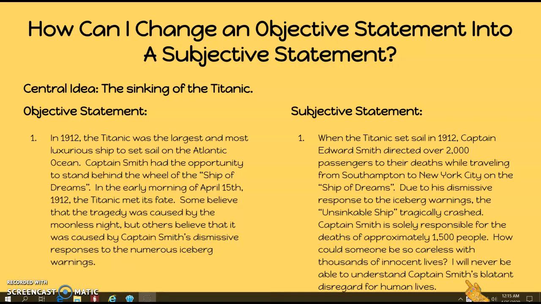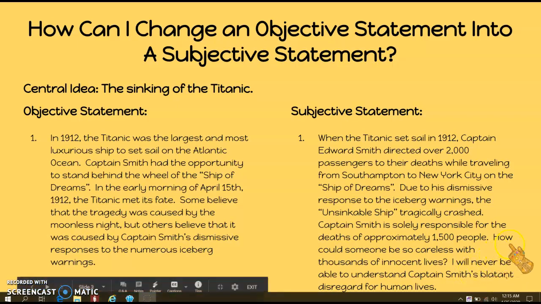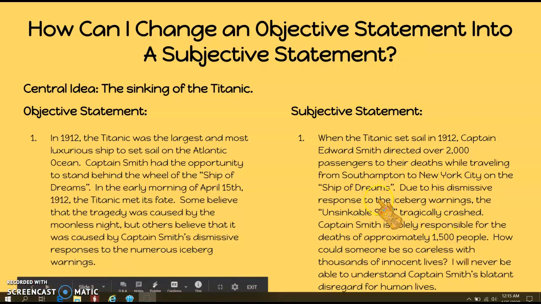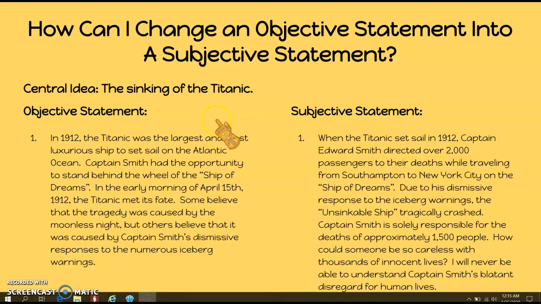And then I have a rhetorical question, which is, how could someone be so careless with thousands of innocent lives? And I think it's very obvious that I have a lot of facts throughout here. I told you when it set sail, how many people were on it, that it was called the Ship of Dreams, where it docked from, where it was going to, how many people died. So I included my opinion as well as facts to create a subjective statement. So that is how I turned an objective statement into a subjective statement using the exact same topic. And that is what you're going to have to do today.